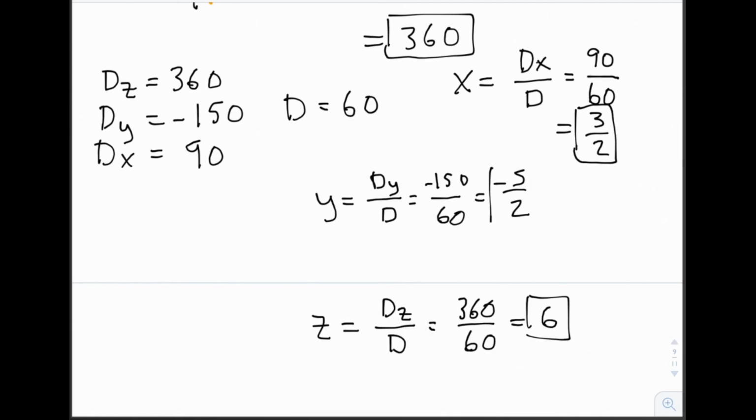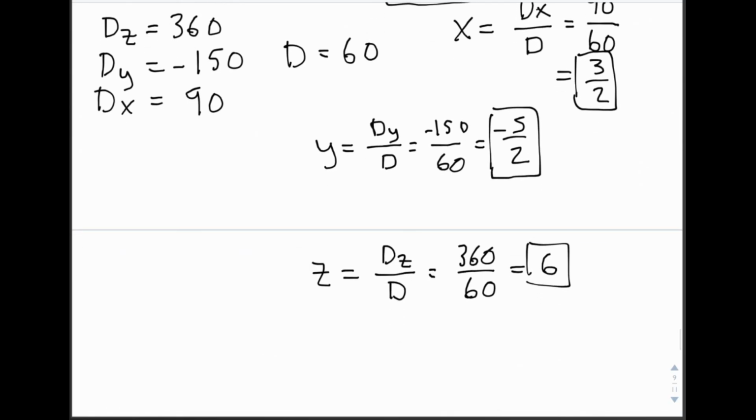So we have 3 values here, and we can put this into our solution set, starting with x, then y, then z. So what was our x? Well, our x was 3/2. What was our y? Our y was -5/2. And then finally, what was our z? Our z was a 6. So this is going to be our solution set to this equation.